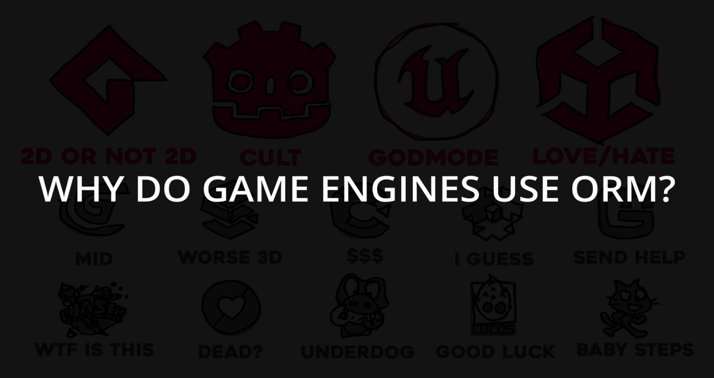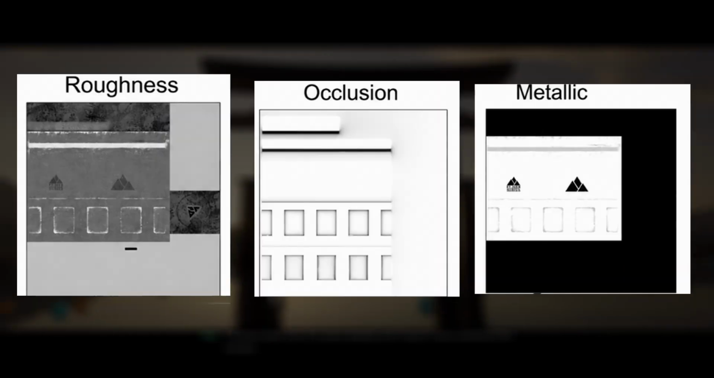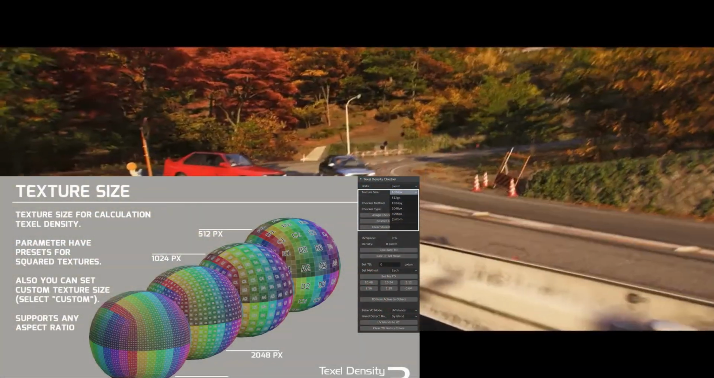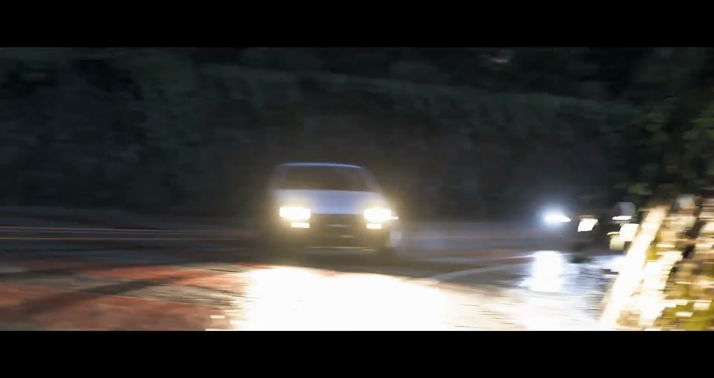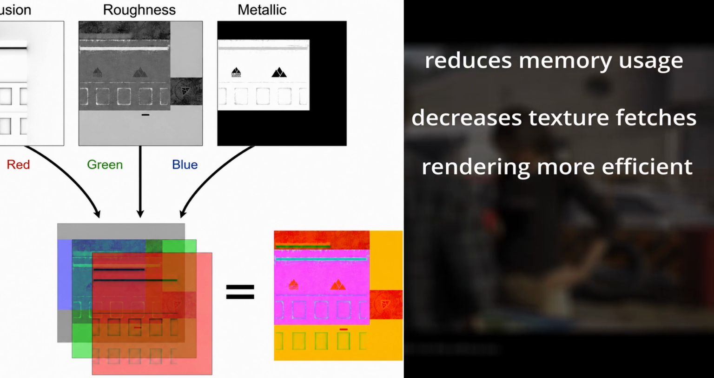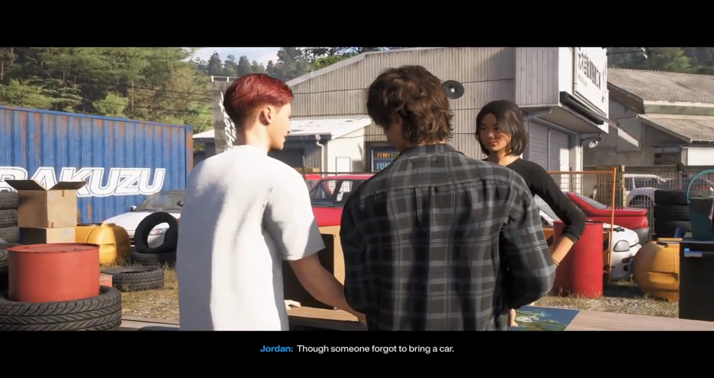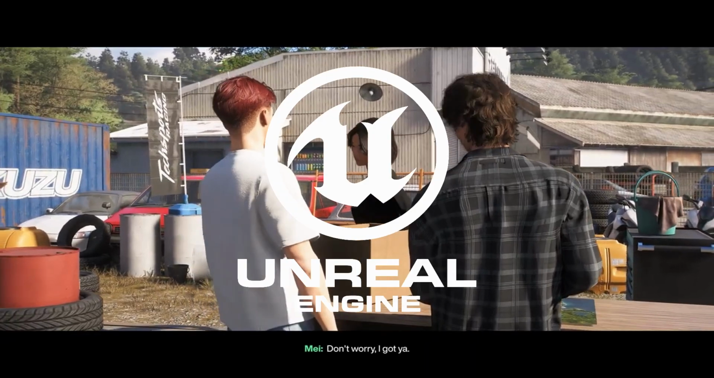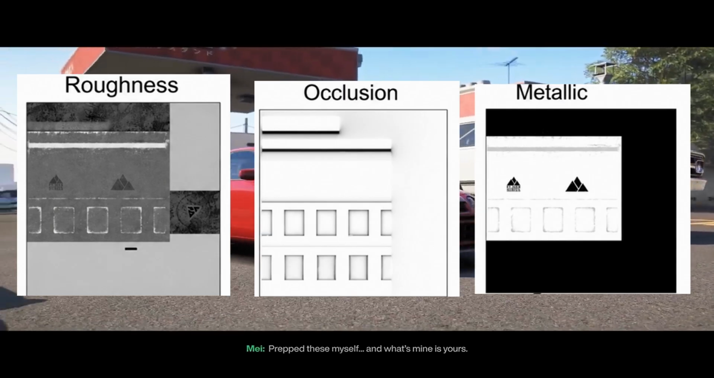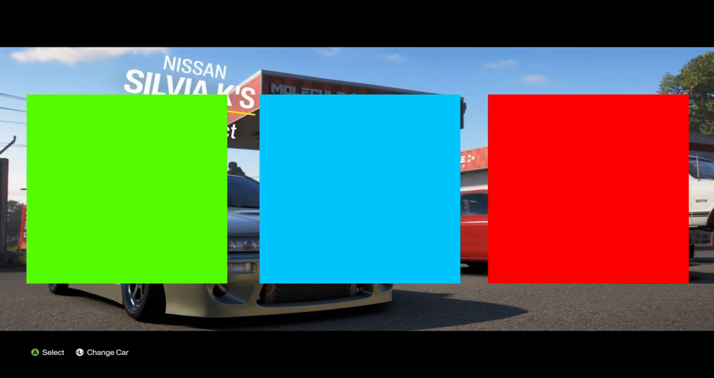Why do game engines use ORM? So why not just keep three separate textures? Because performance matters. Every texture loaded into memory costs resources. Packing multiple grayscale maps into a single texture reduces memory usage, decreases texture fetches, and makes rendering more efficient. That's why you'll find ORM textures in games made with Unreal Engine, Unity, and many modern rendering pipelines. Instead of loading three separate images, the engine only needs one texture. The shader simply reads the red, green, and blue channels individually.